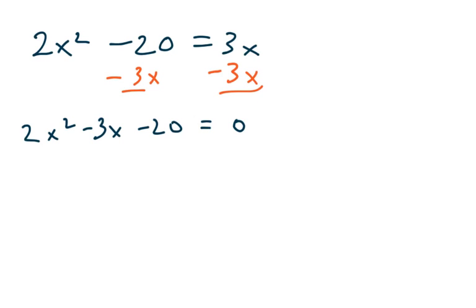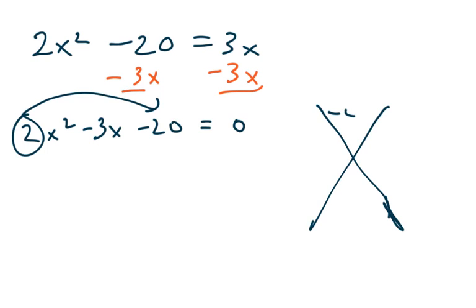Now I'm going to factor this one with the x method. Most likely the teacher that you have right now likes to use the x method, and their method is going to be hopefully similar to mine. I'm going to take the 2 times the negative 20, that's negative 40. That's got to be my product. I know the middle term is my sum, negative 3.